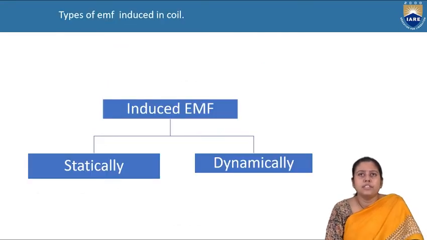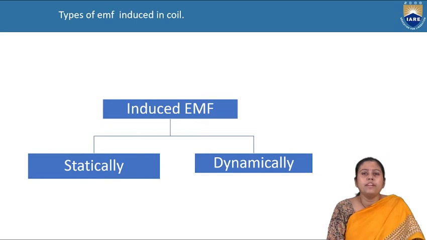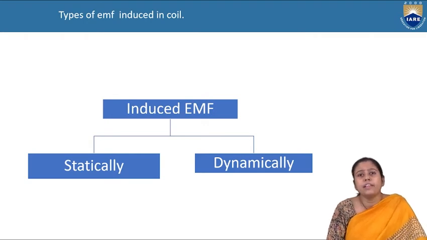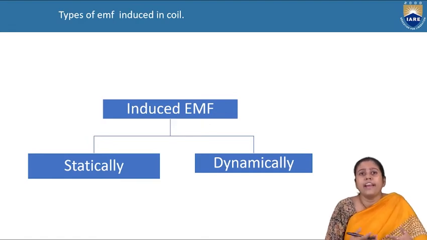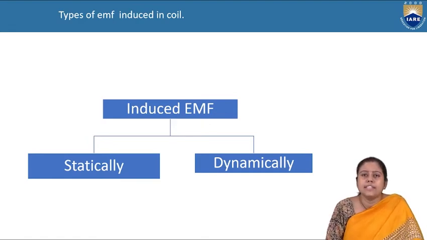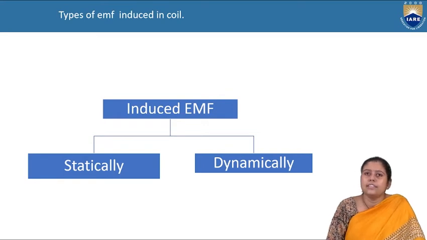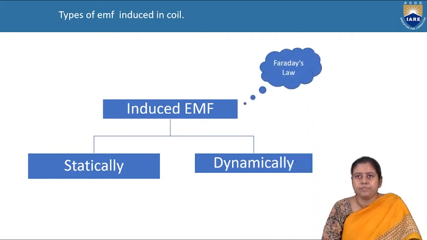Next we will discuss the types of EMF induced in a coil. For electrical engineering, EMF is one of the most important things, for any motor, generator, transformer, or any type of electrical appliance. EMF is induced due to the rate of change of flux. EMF is basically of two types: one is called statically changing EMF, and another is called dynamically changing EMF.